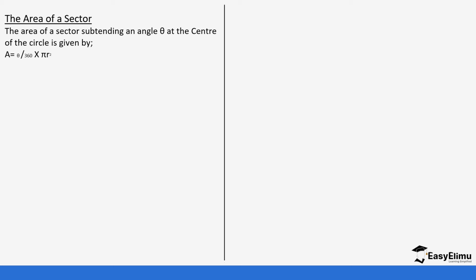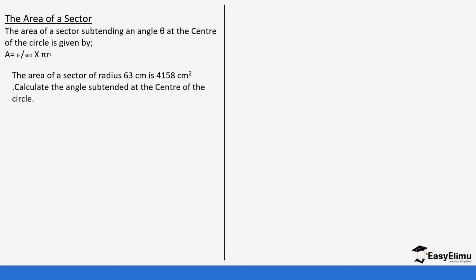So let's look at a sample question where we have been asked to calculate the angle subtended by a sector. The area of a sector of radius 63, so let's note that down, our radius is 63 centimeters and the area is 4,158 centimeters squared. Calculate the angle subtended at the center of the circle.